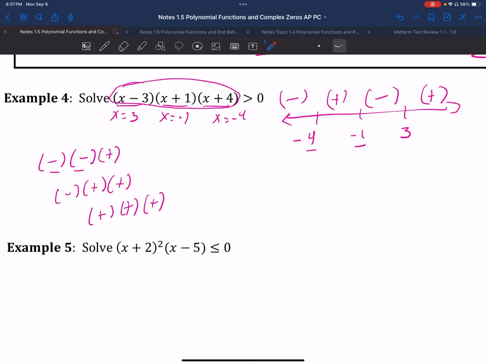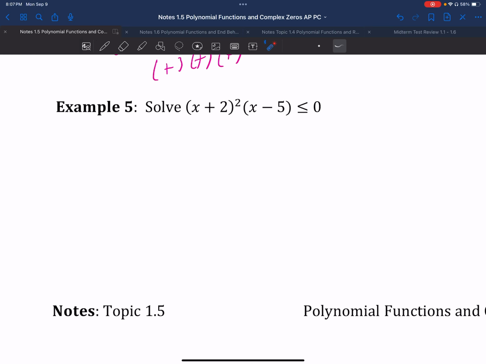Let's look at example number 5. Again, I don't have to move anything to the other side because it's already been moved, and I don't have to factor. So I can start solving: x equals negative 2 and x equals positive 5. Draw my number line. Now I only have 2 different numbers, which means I'm going to have 3 different intervals. So I'm going to pick a number less than negative 2.